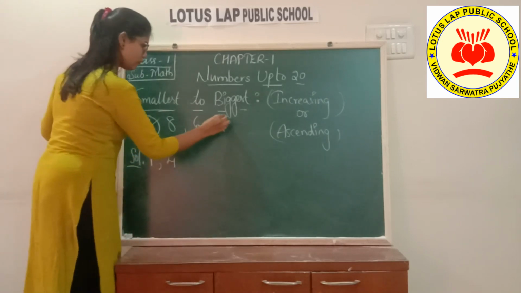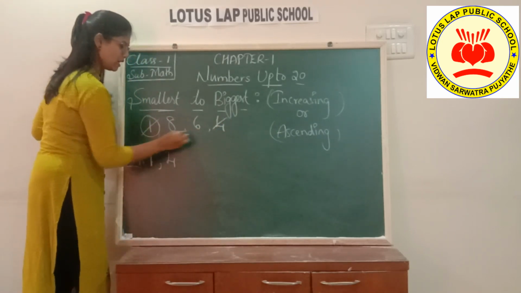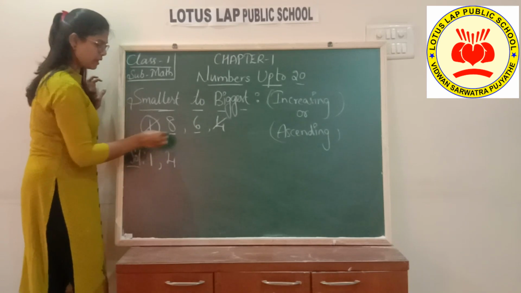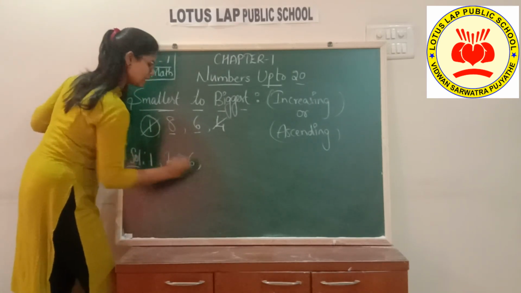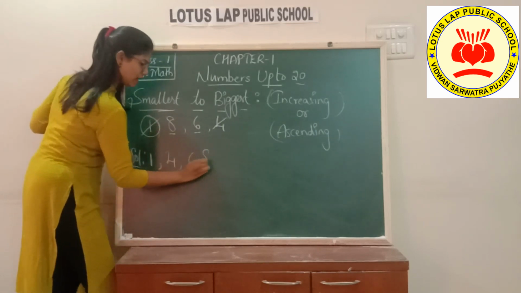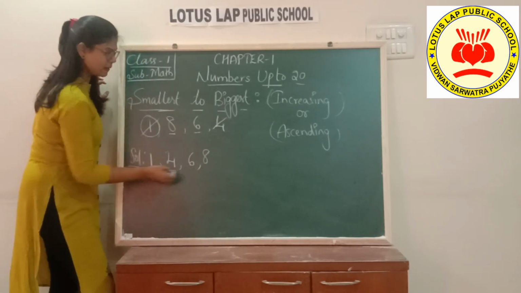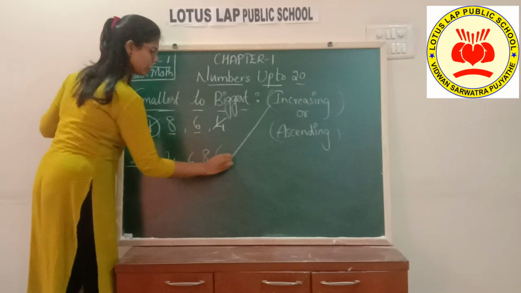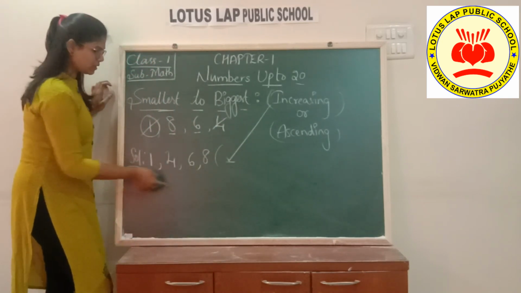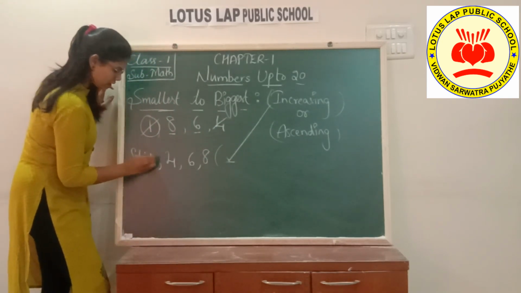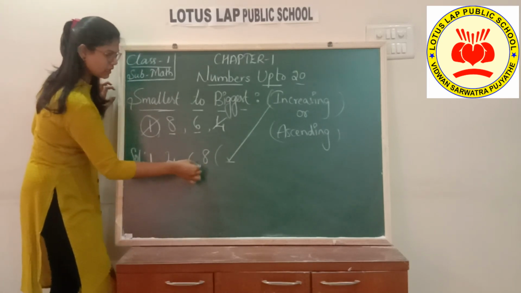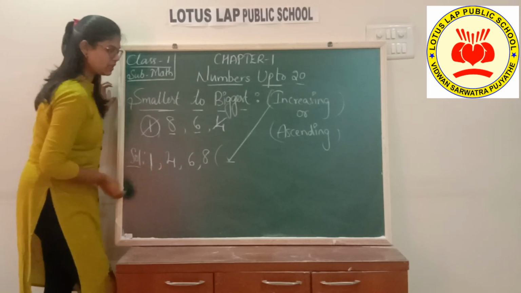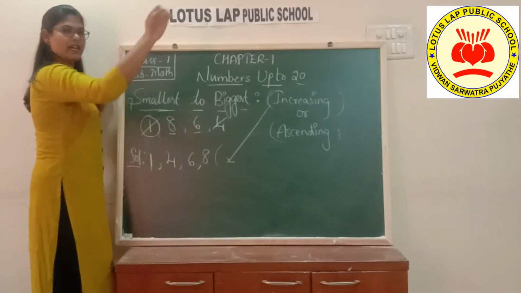Now 4 is also finished. 8 and 6. Which is the smallest one among this 8 and 6? Yes, it is 6. Next, leftover is 8. This is going to be increasing order. See here, the numbers are increasing from 1, 4, 6, 8. Right? If you see the scale, it will be increasing.